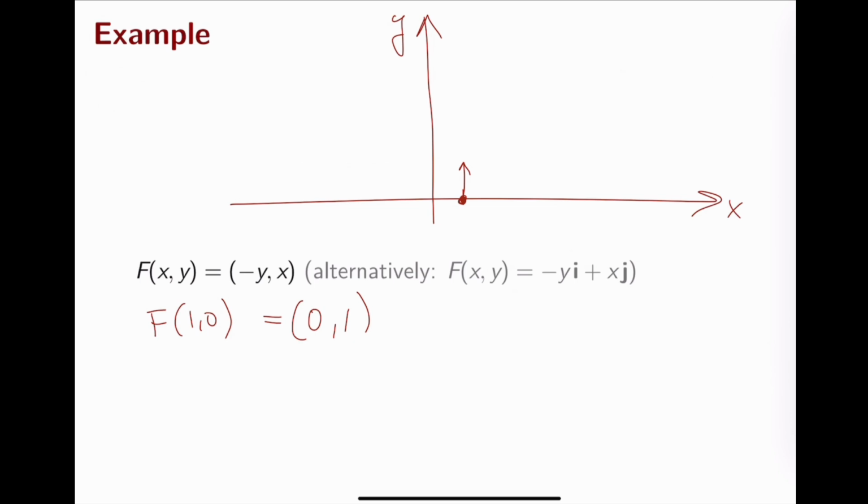Let's see what vector is associated to this other point, (2, 0). We do the same: we put 2 here, 0 here. The vector associated will be minus 0, which is 0 again, and x is 2, so (0, 2). So at this point the vector is 0 in x, 2 in y. So it will be something like this, a longer vector.